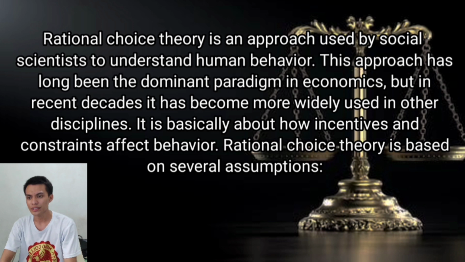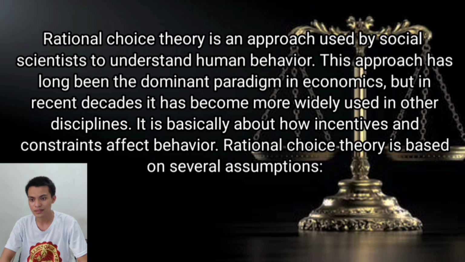Rational choice theory is an approach used by social scientists to understand human behavior. This approach has long been dominant in economics, but in recent decades it has been more widely used in other disciplines. It is basically about how incentives and constraints affect behavior. Rational choice theory is based on several assumptions.